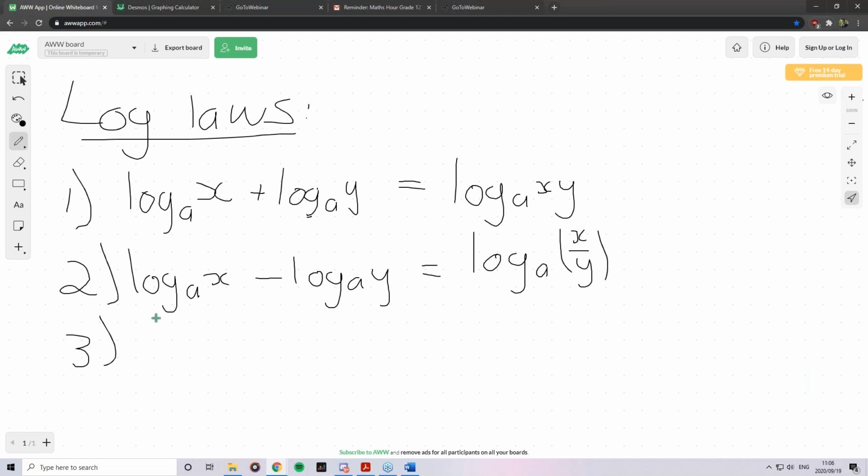A third log law, let's say log base a of x to the power of m. This is going to be the most useful one. You can take the m to the front and it becomes m log base a of x. This is the one you're probably going to be using the most, so let's put a little star next to it. This is very important. Log base a of x to the power of m becomes m times log base a of x.